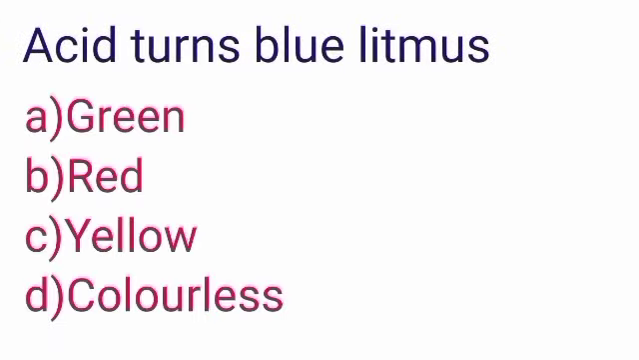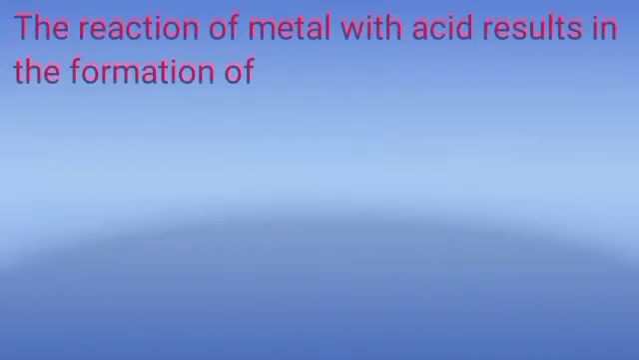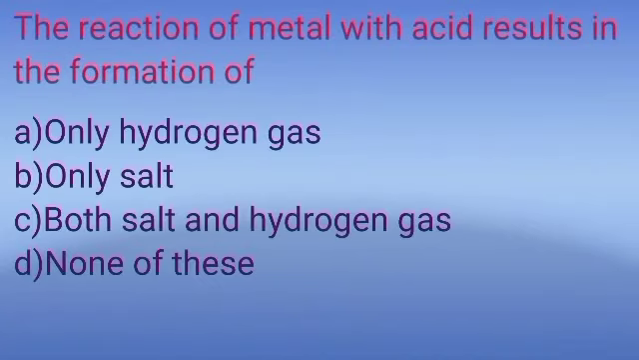Next one. Acids turn blue litmus. Option A green, B red, C yellow, D colorless. Answer is option B red. Next. The reaction of metal with acid results in the formation of option A only hydrogen gas, B only salt, C both salt and hydrogen gas, D none of these. The correct option is option C both salt and hydrogen gas.